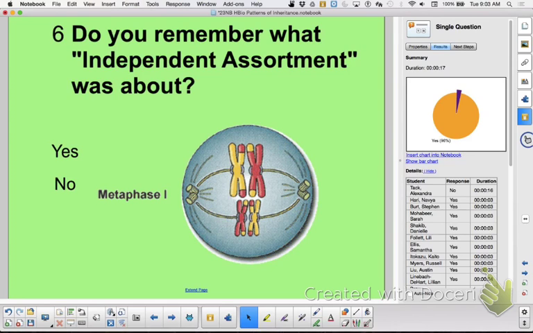Metaphase 1. Now, they can line up independently of each other, any which way they want to line up. That is independent assortment. What else do you see as evidence in that picture? Crossing over, which adds variety.